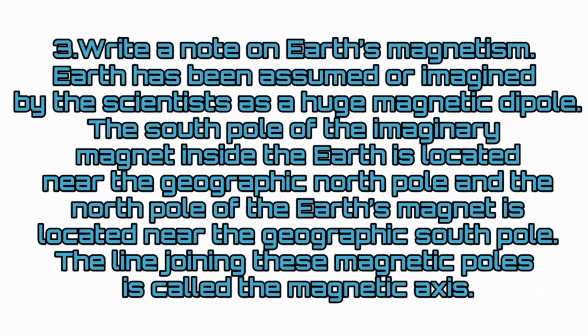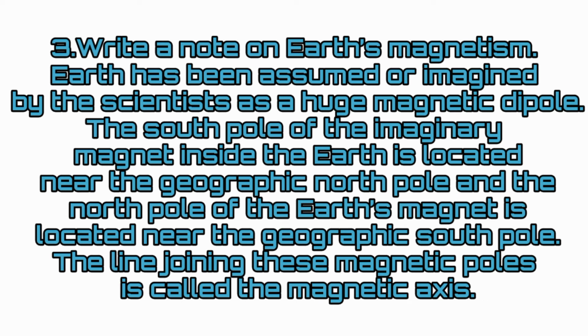Question number 3. Write a note on Earth's magnetism. Answer. Earth has been assumed or imagined by the scientists as a huge magnetic dipole. The south pole of the imaginary magnet inside the Earth is located near the geographic north pole, and the north pole of the Earth's magnet is located near the geographic south pole. The line joining these magnetic poles is called the magnetic axis.